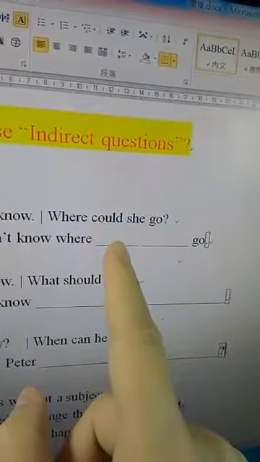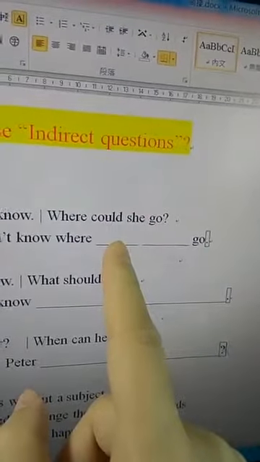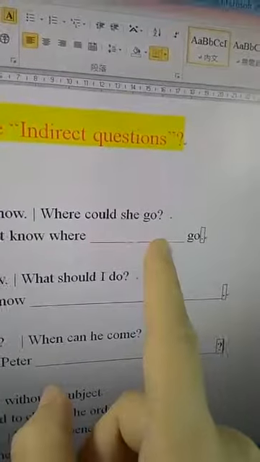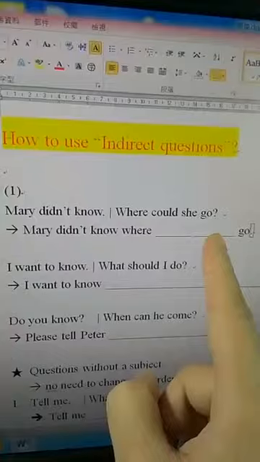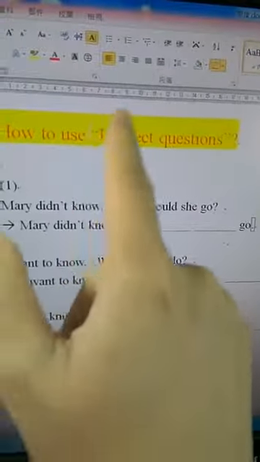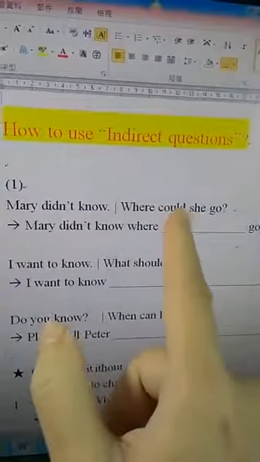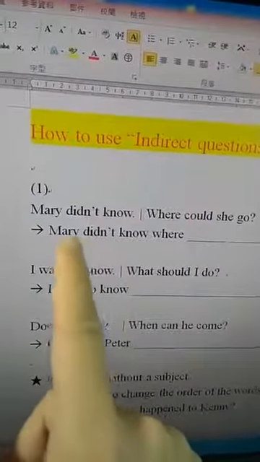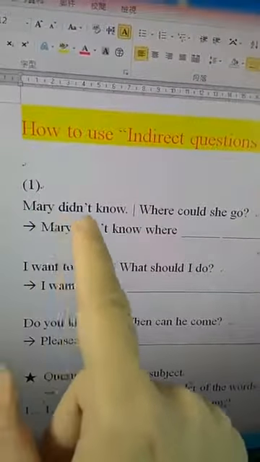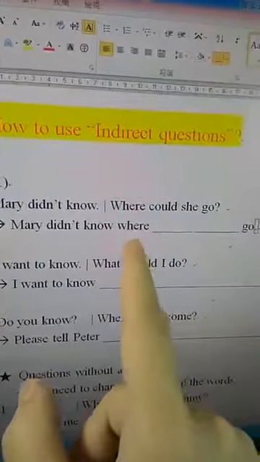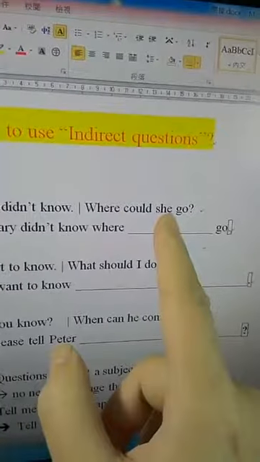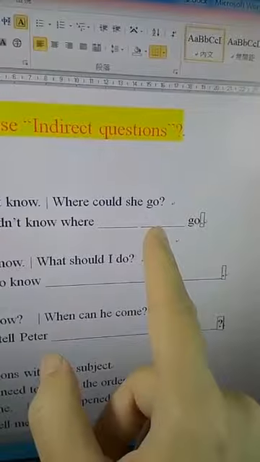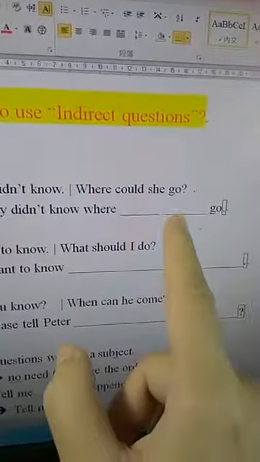So right now, what should I write first? Can you tell me? It is not could she anymore. It becomes she could. So the first blank, she. The second blank, could. Okay, so I'll read the sentence for you again. How to change direct question to indirect question. Then we change the order of subject and the verb. The first point is to write the main sentence, Mary didn't know. We just copy the main sentence here, and then we keep where, and then we change the order of subject and the verb. Right now the first blank we should write she. The second blank, what should we write? Yeah, could. So the answer is where she could go.